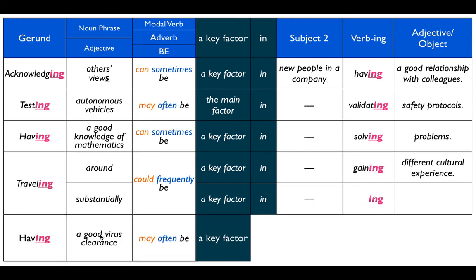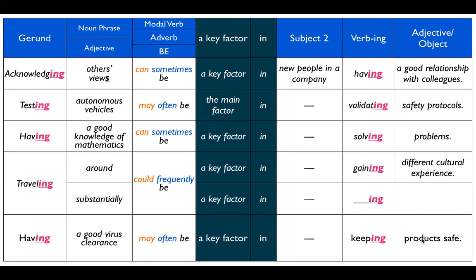So, for example, having a good virus clearance may often be a key factor in keeping products safe. So this was one of the students who I think is looking at medical devices and things like that. And if a company has a good virus clearance, this means that their plant has had no problems with viruses, etc. Or if medical workers have clearance that their ID card says that they have had no viruses, this is how this could be used. So having a good virus clearance may often be a key factor in keeping products safe.